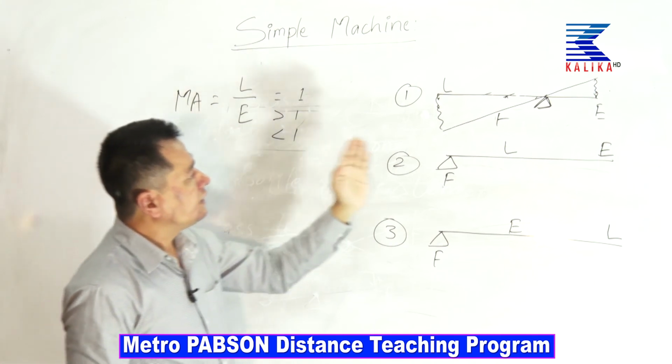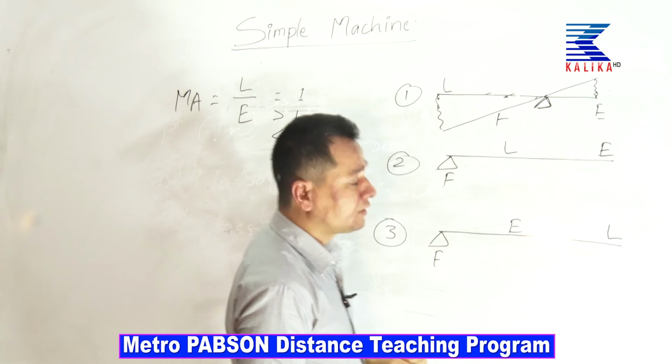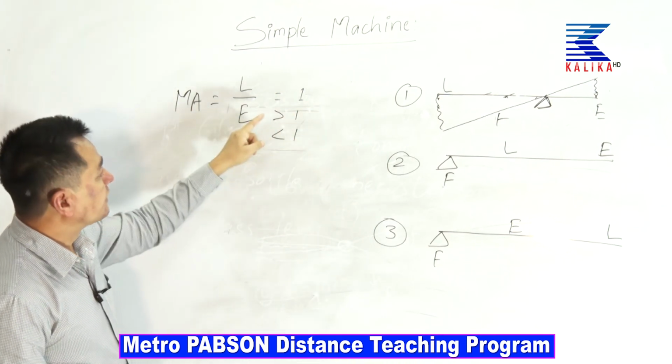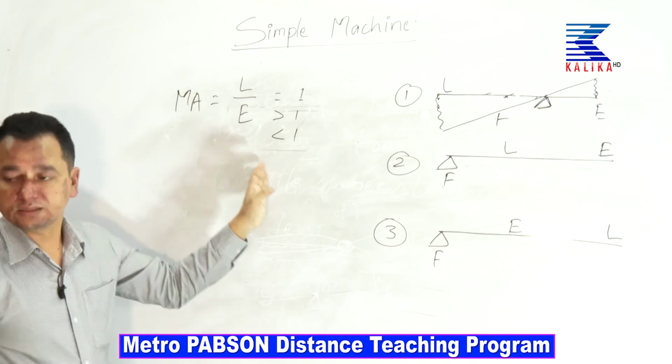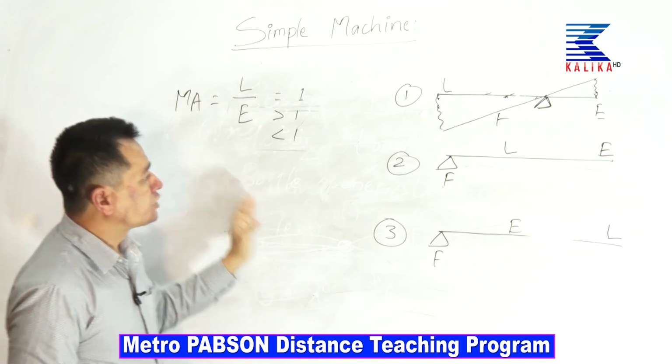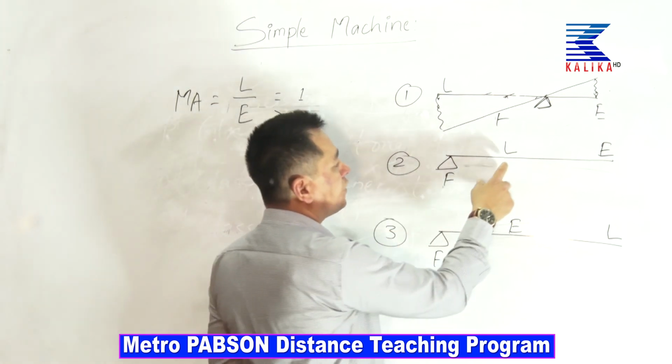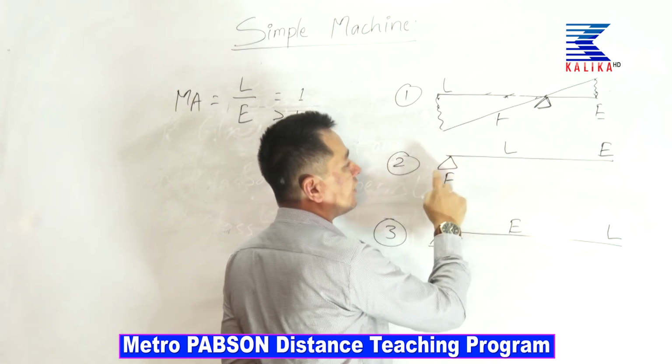So in case of first class lever, the mechanical advantage can be equal to 1, can be greater than 1, or can be less than 1. Now let's go to second class lever. In second class lever, see, load always lies between fulcrum and effort.